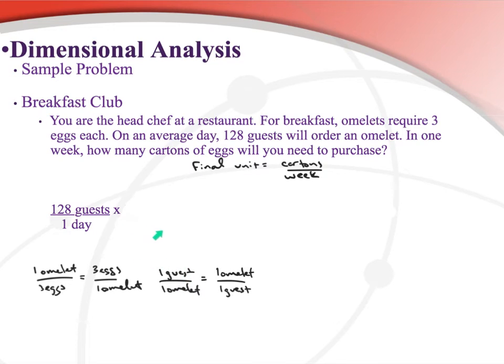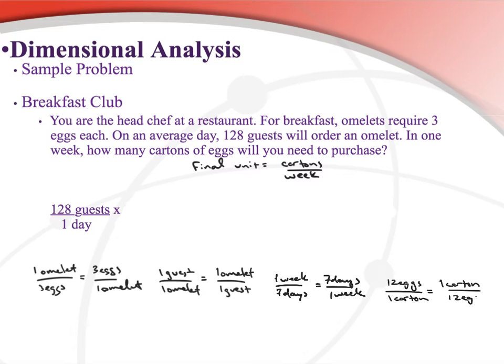In 1 week, how many cartons of eggs will you need to purchase? Okay, so there's two things going on here. I need the conversion from days into weeks, right? So we've got 1 week is the same thing as 7 days. Okay, or 7 days is the same as 1 week. And then lastly, how many cartons of eggs we need to purchase? Well, if you've ever gone to the grocery store, you know that eggs are sold by the dozen. So we'll say that 12 eggs is the same thing as 1 carton of eggs. Okay, or we can write that in reverse as well.